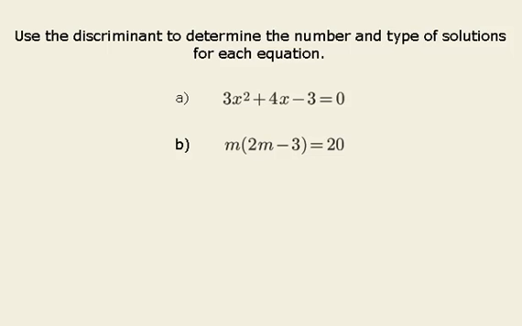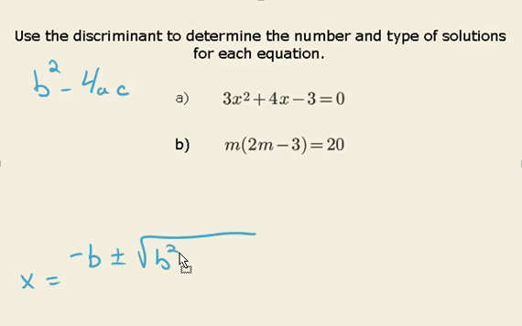Use the discriminant to determine the number and type of solutions for each equation. The discriminant is this b squared minus 4 times a times c part of the quadratic formula. That is, this is the part that's underneath the square root. So in general, our solutions for a quadratic, when we're using the quadratic formula, are negative b plus or minus the square root of the discriminant, b squared minus 4 times a times c, all over 2a.